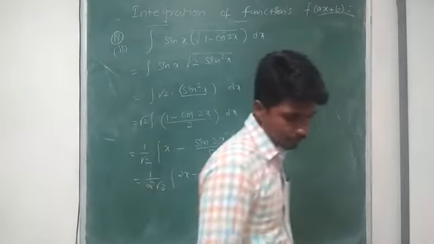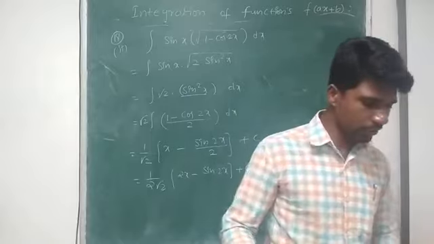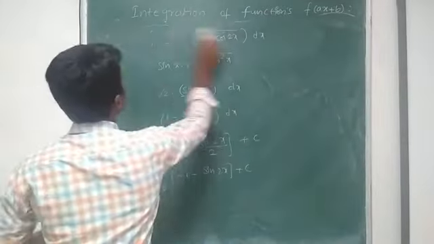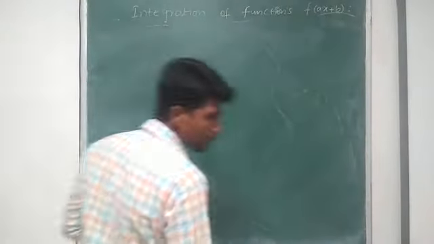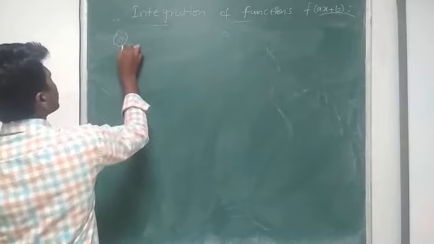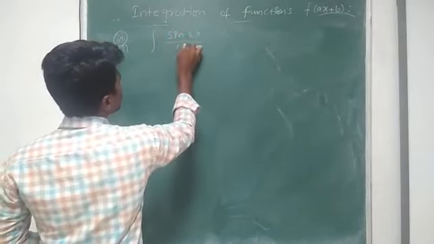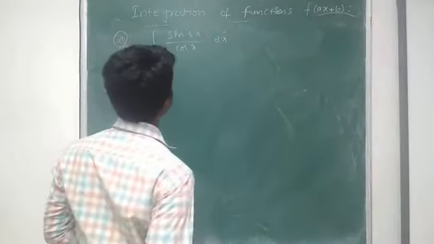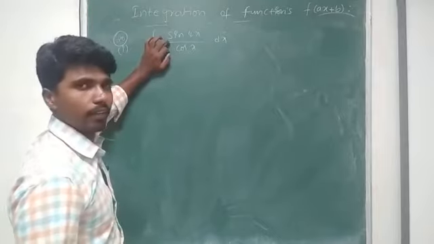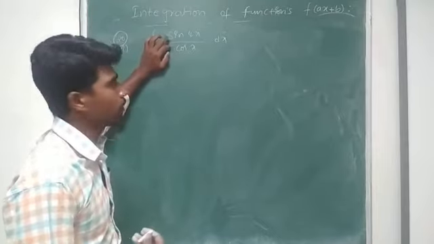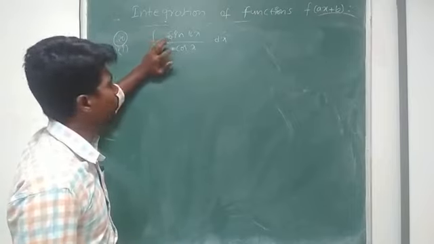Next, integral sin 4x by cos x dx. First one, integral sin 4x by cos x dx. So we can see this one as division form. So again we are searching for a method, still what we don't know. So whenever I don't know, I have to convert.